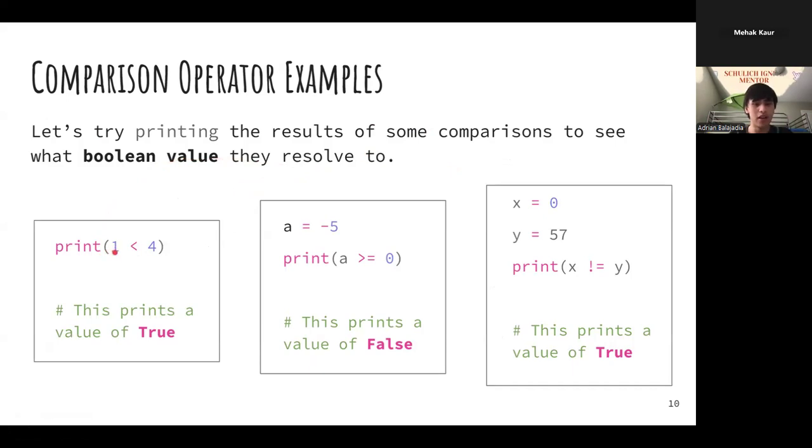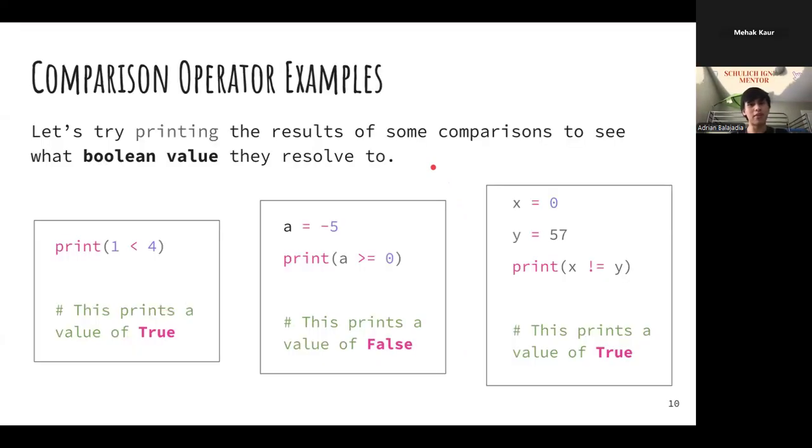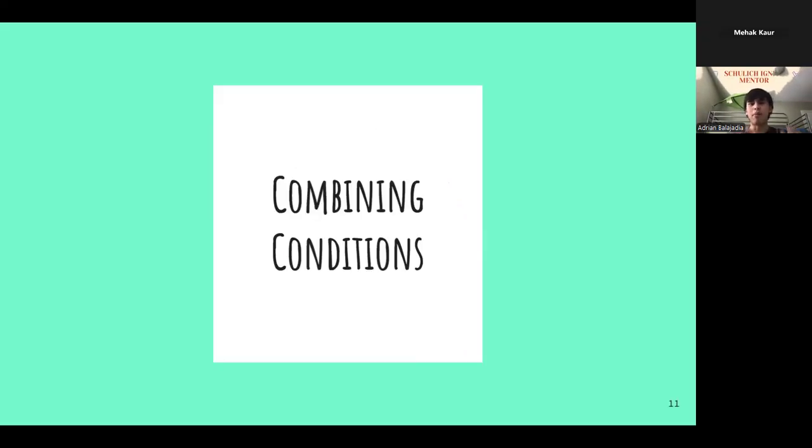So if we print 1 is less than 4, then that's going to print true, obviously. But if A is -5, is it greater than or equal to 0? No. So this expression here would print false. And similar here, x is not equal to y, so is 0 not equal to 57? Yes, that's true. So then it prints the value of true. So we learned about these operators. We could combine them to make conditions in our code.